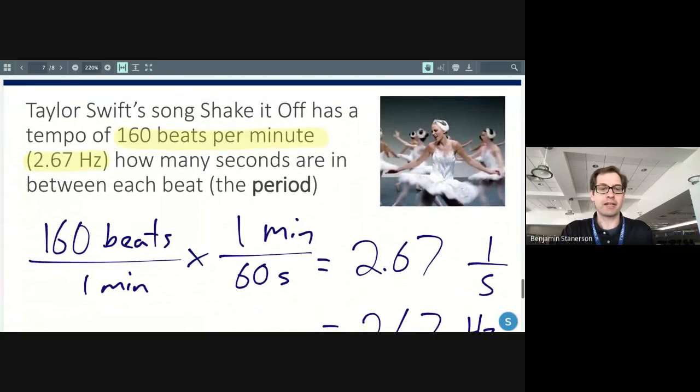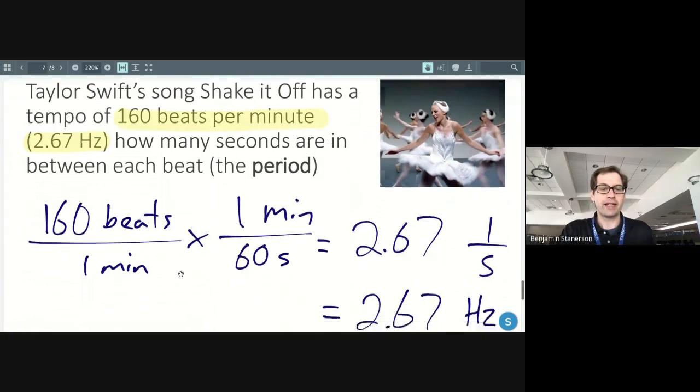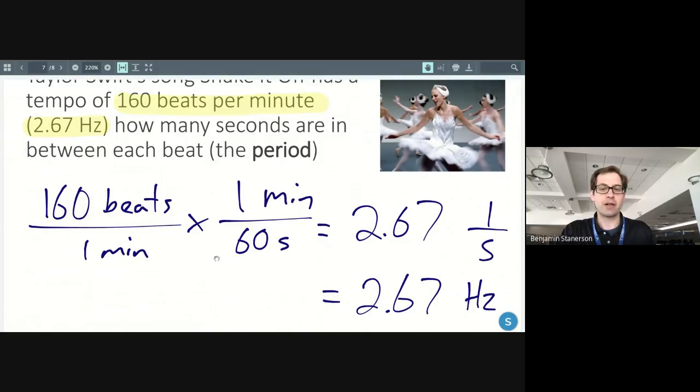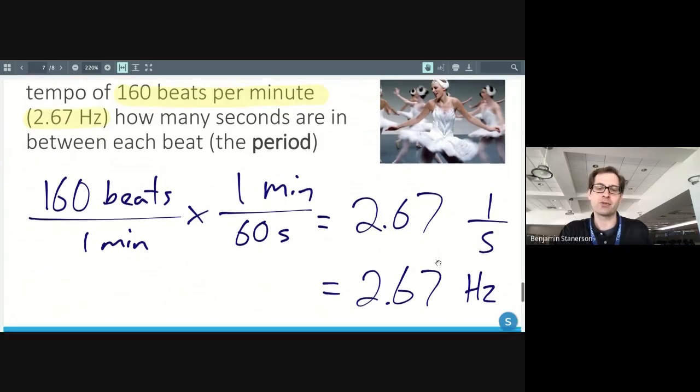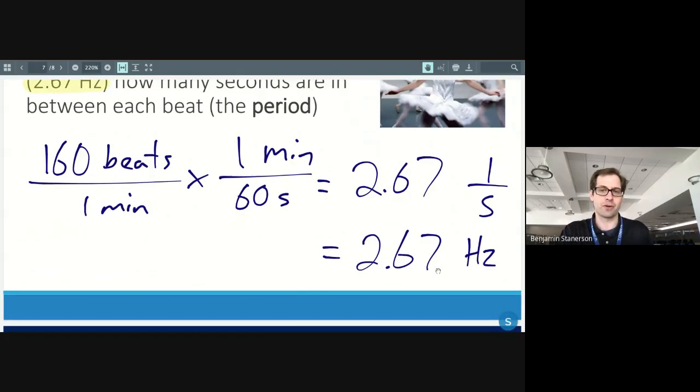Well, when we talk about that 160 beats per minute, we know that that's happening every minute. We want to convert that to seconds. So we can use a little bit of dimensional analysis where we know we want, instead of beats per minute, we want beats per second. So I'm going to set minutes up to cancel, and therefore I'm taking 160 divided by 60. That's where the 2.67 hertz comes from.